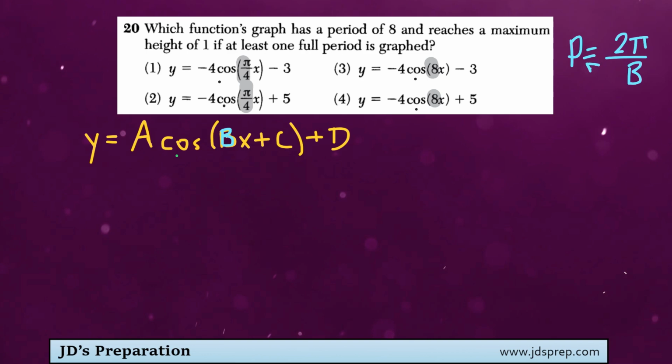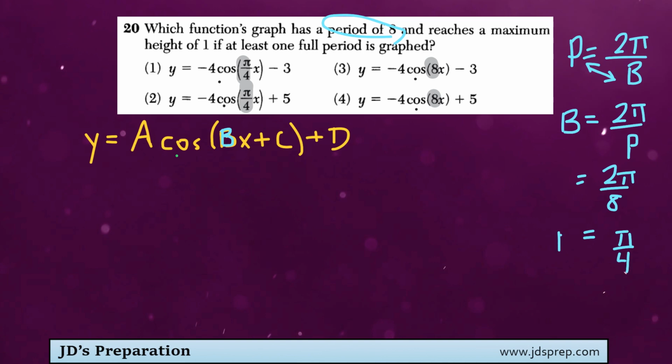In order to solve for b, we can just replace b and p here. So b is going to be equal to 2 pi over the period, and we know the period has a value of 8 since we are told that in the question. So 2 pi over 8 simplifies to pi over 4. So that is our b value.